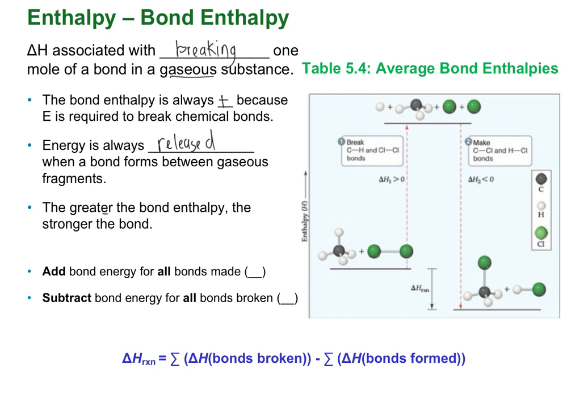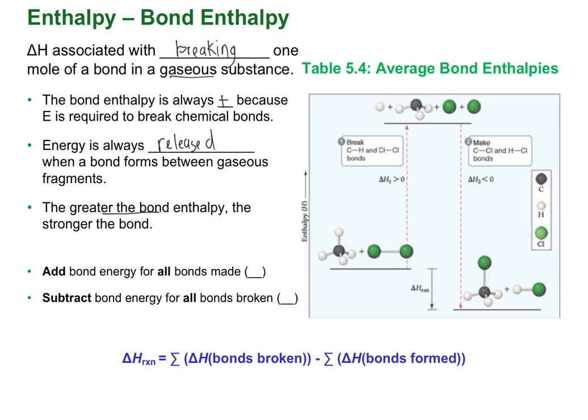The higher the bond enthalpy, the stronger the bond. So double bonds will have a larger value than single bonds. Bonds that are stronger, maybe they're shorter, are going to have a bigger value, because shorter bonds are also stronger. And so we'll see that relationship when we look at these values.